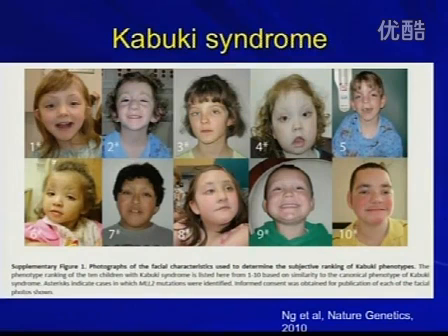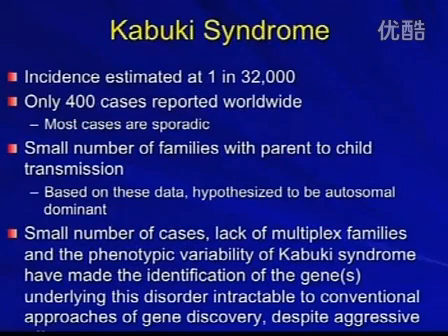But researchers collected DNA from these 10 kids and said, this is the perfect moment for whole exome sequencing. Let's go look for a mutation that's causing Kabuki syndrome. Its incidence is about 1 in 32,000. There are only about 400 cases reported worldwide, and they've all been sporadic. There have been a small number of families where there appeared to be some parent-child transmission, and because of the small number of reports, these investigators speculated that maybe this was dominant. Maybe.